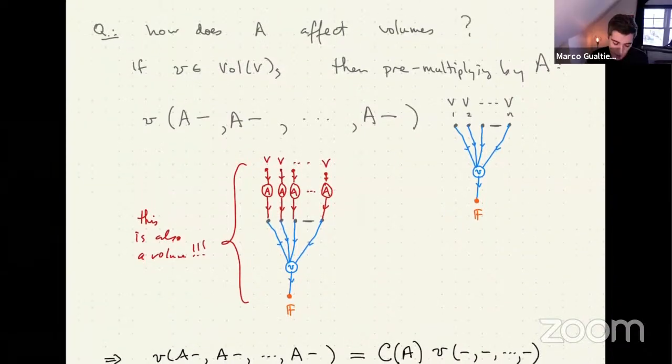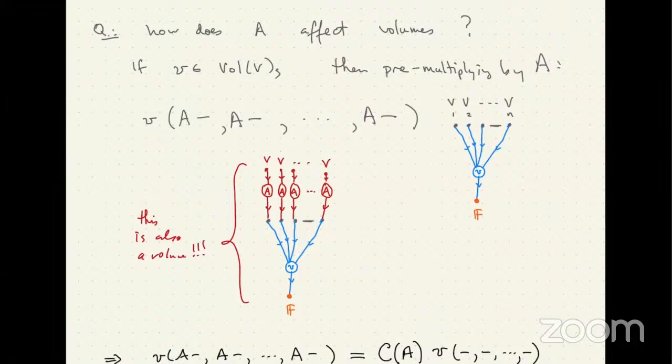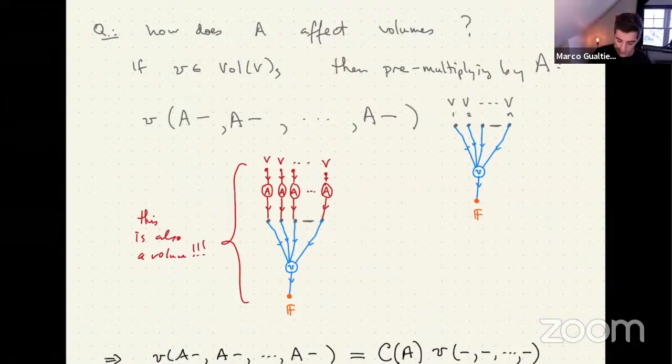Yeah. So notice here that the volume, what does a volume do? It takes n inputs in V and outputs a field, right? So that means that the volumes are kind of related to the dual space. A dual element is more like this. It has one arrow. Right. So a dual element looks like this. It's a linear map from V to F.